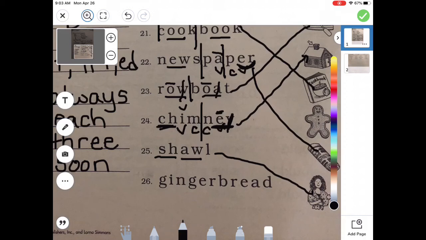All right, and this next word is long. Now, from the pictures, I can almost tell what it is. What do you think it's going to be? The only one we haven't used is gingerbread. So if it's gingerbread, where would I have to break that apart? Because that's a compound word. That's right, between the R and the B, gingerbread.